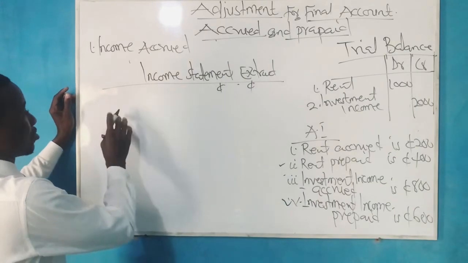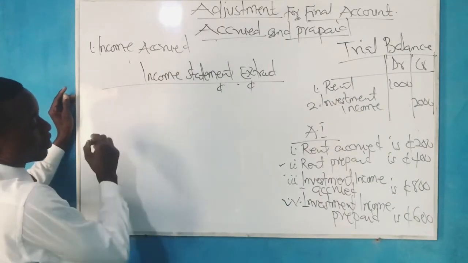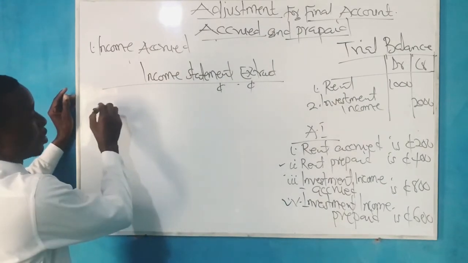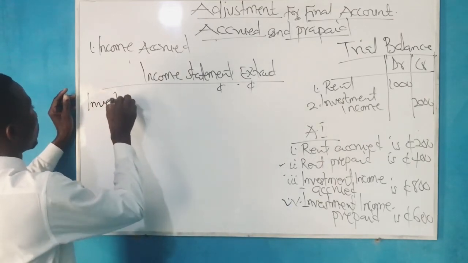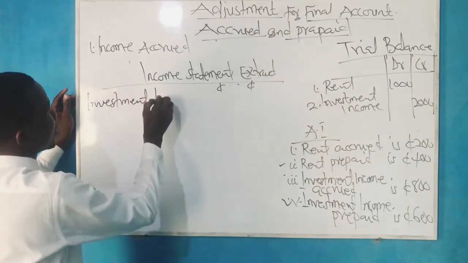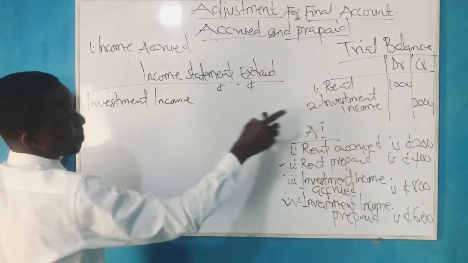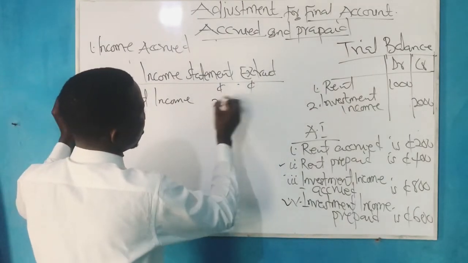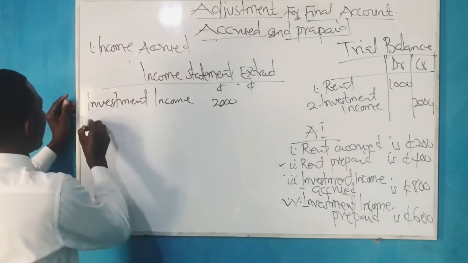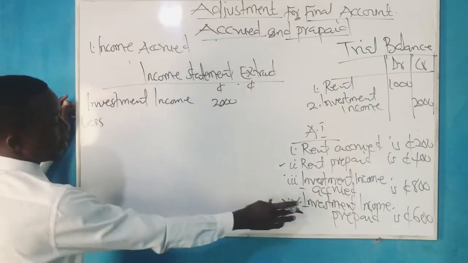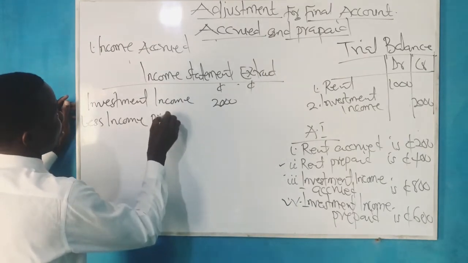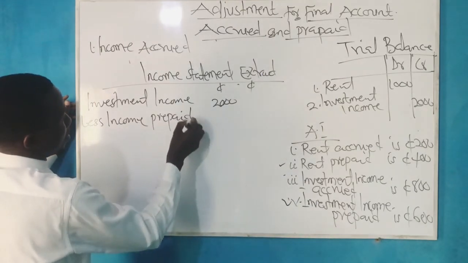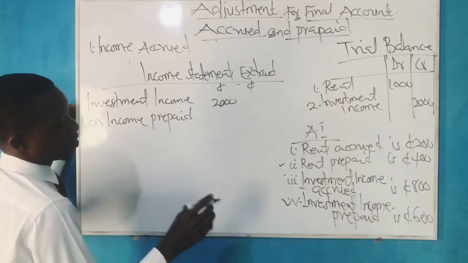the extras will be that after gross profit, then we have our investment income. We have our investment income of 2,000 cedis. Then we less our prepaid, that's income prepaid, less income prepaid. We are on investment income prepaid.